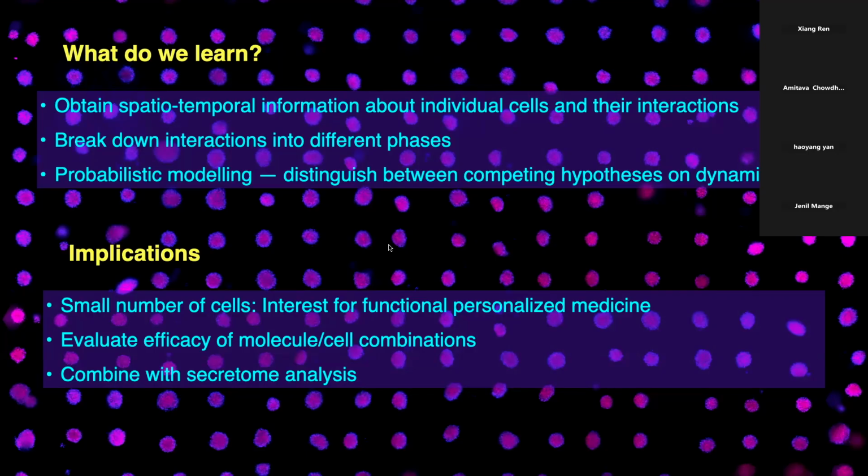From the applications point of view, we can do these experiments with a small number of cells. So we could imagine using this for personalized medicine by taking cells from a biopsy. And then we can evaluate the efficacy of molecule-cell combinations. This is an interesting way to screen many conditions in a single experiment. And then what I didn't show you is that we can also measure what's being secreted by the cells, so we can extend the number of things we can measure in an individual droplet.